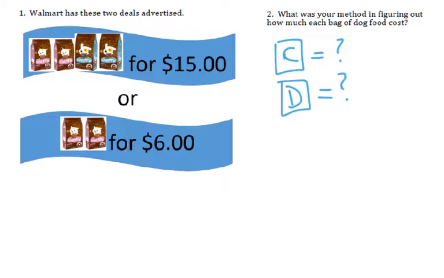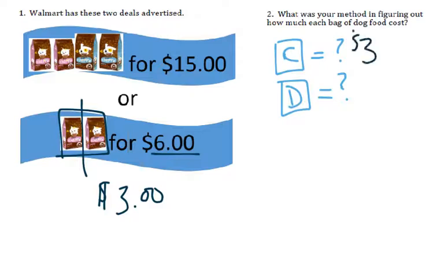Alright, so the first one here probably would be pretty easy to figure out the cat food, okay? Say we've got 2 bags of cat food for $6, right? So if we divide that by 2, if we cut it in half, each bag of cat food would be worth $3. Simple enough on that one, right?